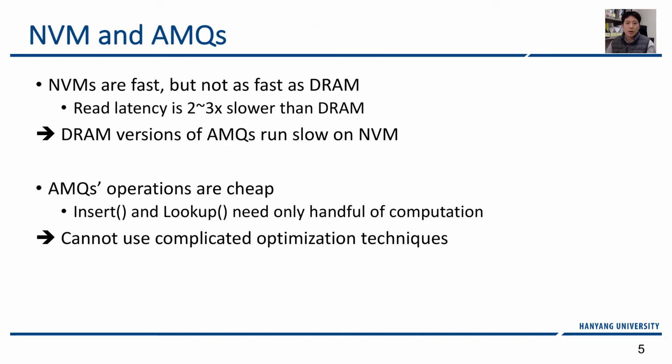These AMQs are hard to optimize for NVM because, first, NVMs are fast but still 2 to 3 times slower than DRAM, so running DRAM versions of AMQs will be very slow on NVMs. Second, AMQ operations are cheap, consisting of only a handful of computations, so we cannot use complicated optimization. For example, existing work on SSD-optimized AMQs does not work on NVMs because their techniques are often too complicated.